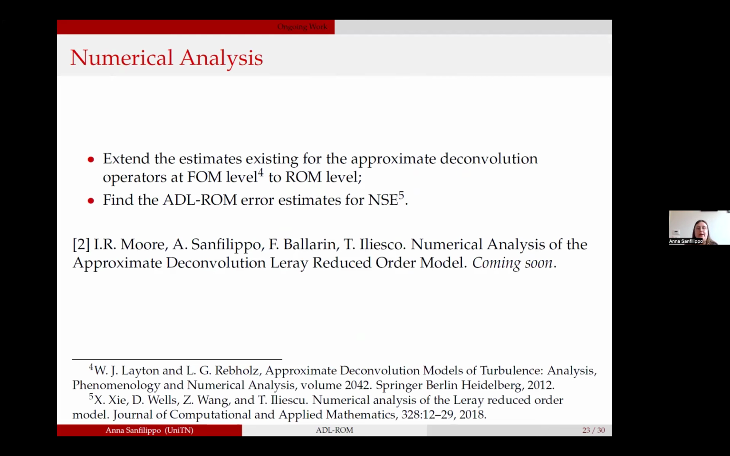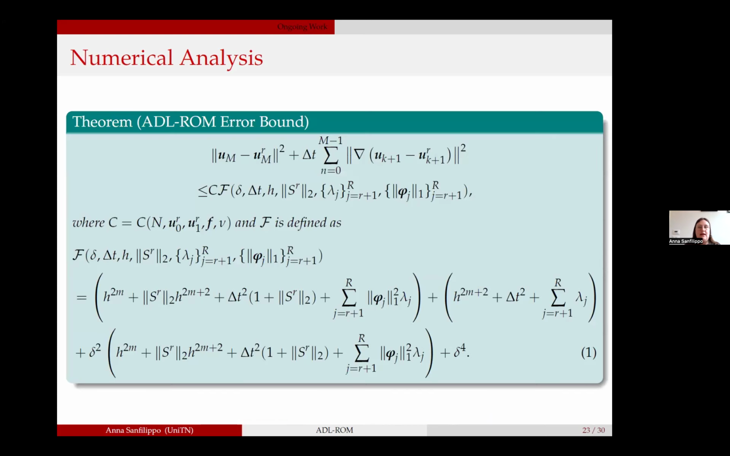So first of all, we wanted to extend the estimates existing for the approximate deconvolution operators at the FOM level to the ROM level, and the FOM level ones were proved by Layton and Rebholz in this article of 2012. And moreover, we obviously want to find the ADL-ROM error estimates for the Navier-Stokes equations. And we did it in this theorem, the ADL-ROM error bound, in which the error at the final time is bounded by this constant in which we have the parameter of the AD operator.